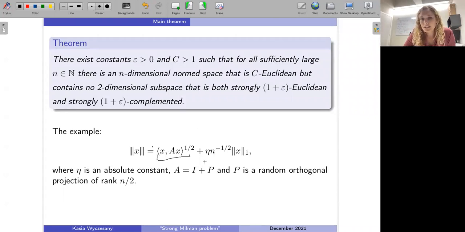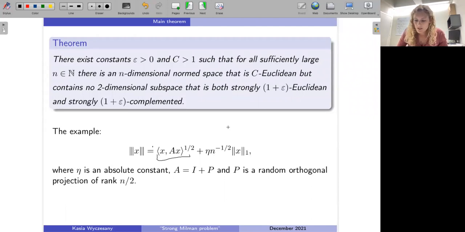And we're adding to it a tiny portion. So eta will be an absolute constant, but it will be really, really small. A tiny portion of appropriately normalized L1 norm. So you can imagine there is the random rotation of the big ellipsoid, which gives us in some sense the main understanding of how the space looks. But then there is this really small perturbation of this norm.